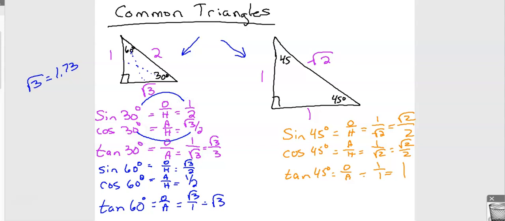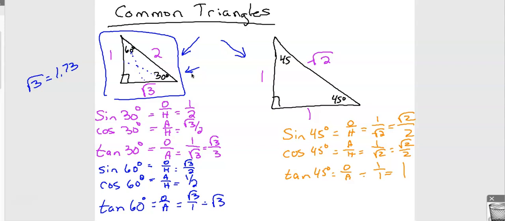You can memorize those if you want, but I think it's a lot easier just to memorize the common 30, 60, 90 triangle because you already know SOHCAHTOA. If you know SOHCAHTOA and this 30, 60, 90 triangle, then you can find the sine of 30, the sine of 60, cosine of 30, cosine of 60, tangent of 30, tangent of 60. You can find all those.